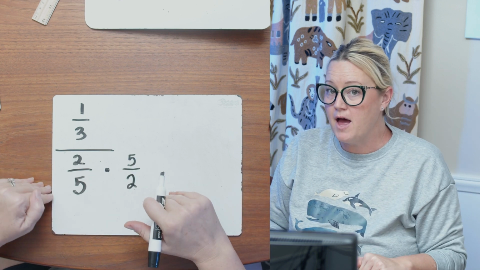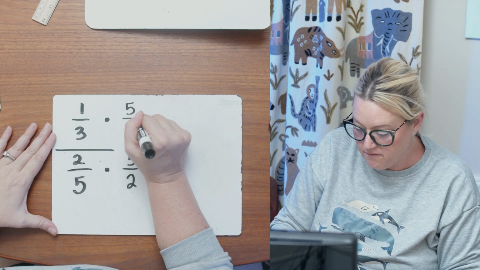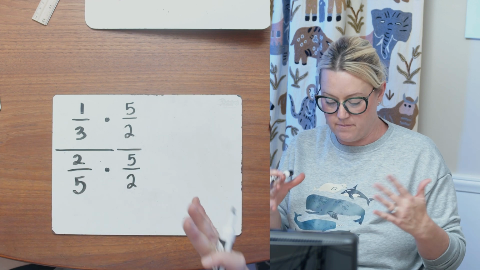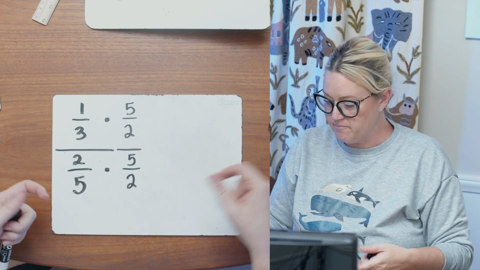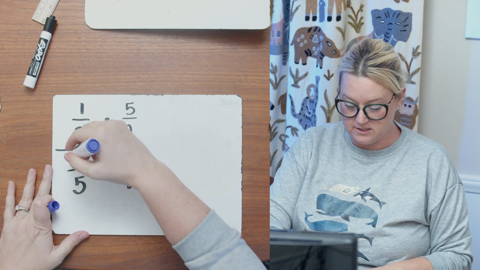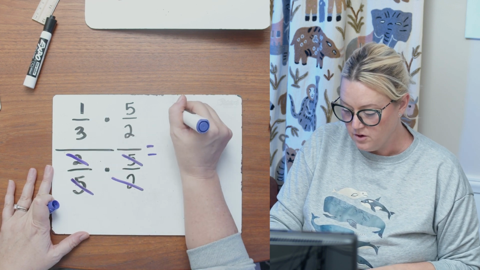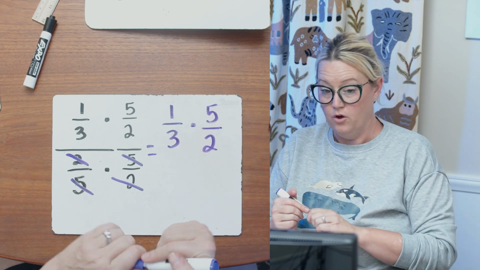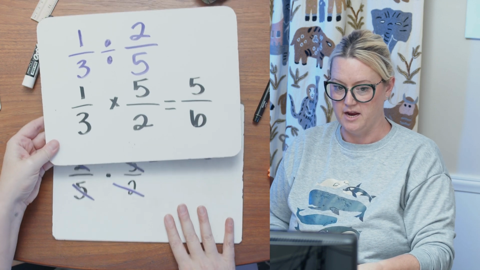Now, whatever I do on the bottom, I have to do to the top. So this becomes times 5/2 also, right? Because I have to keep it even. I have to do everything on the bottom that I do on the top. So 2 times 5 is 10, 5 times 2 is 10, 10/10 becomes 1. So now I've got 1 on the bottom. These are canceling out, right? So this becomes 1/3 times 5/2 over 1, which is what you get when you do keep, change, flip.